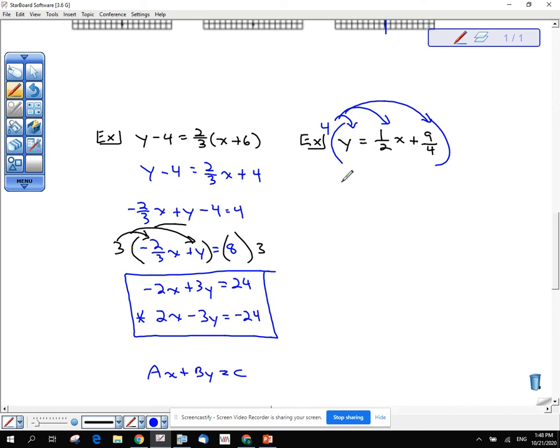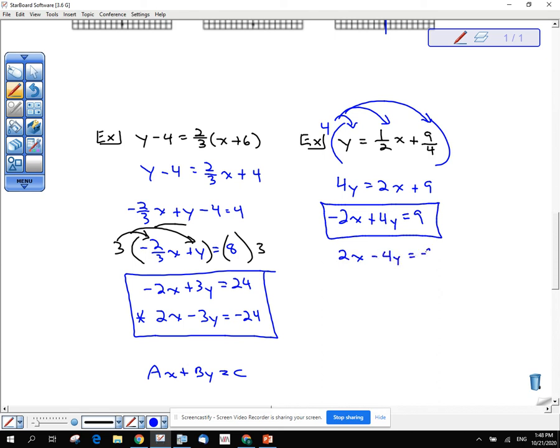I'm multiplying through by 4 because this is going to give me 4y. 4 times 1/2 is 2x, and 4 times 9/4 is just 9. You see how you have integers now? And then we'll just move the 2x so it's in the right place. We'll subtract 2x from both sides. Negative 2x plus 4y equals 9 is in standard form with integers. Just as good would have been positive 2x minus 4y equals negative 9.